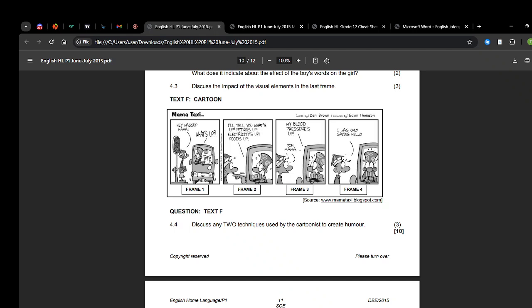You understand? And I don't know who's going to ask me this, but I think if you're going to also discuss the two techniques, you can just reference the frame, just briefly. In frame one, blah blah blah, you answer. Or in frame three, the boy says blah blah blah, you answer. Just so that whoever hasn't seen the cartoon can know which frame you're taking the technique from.